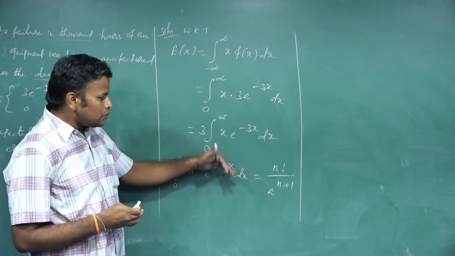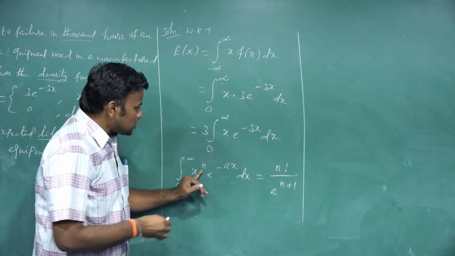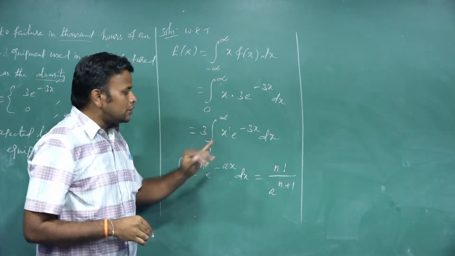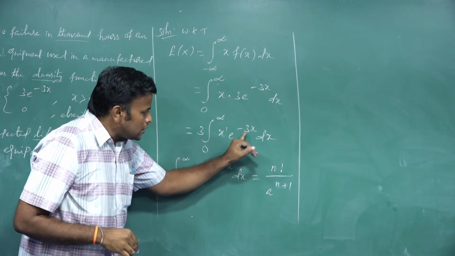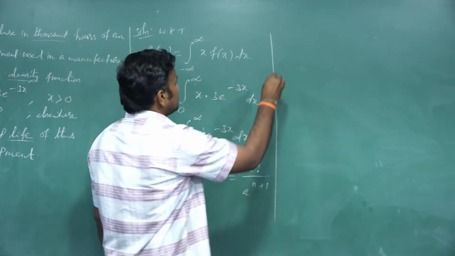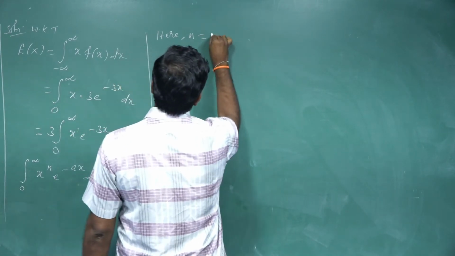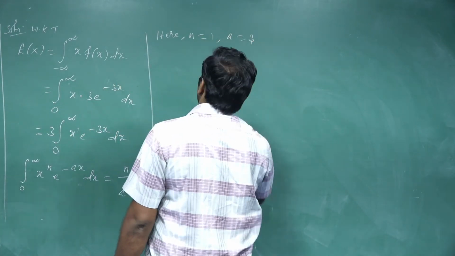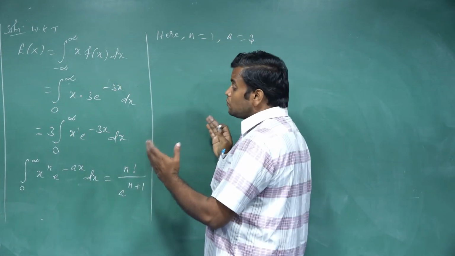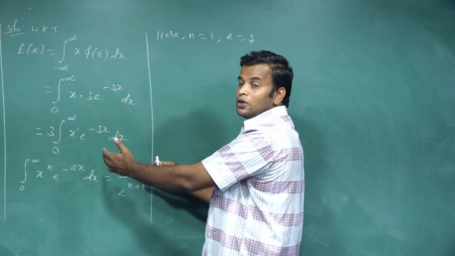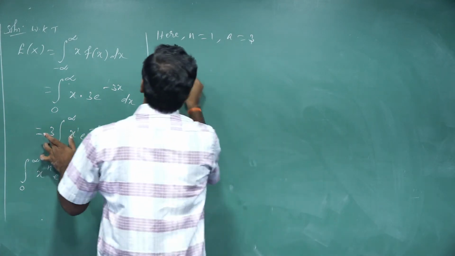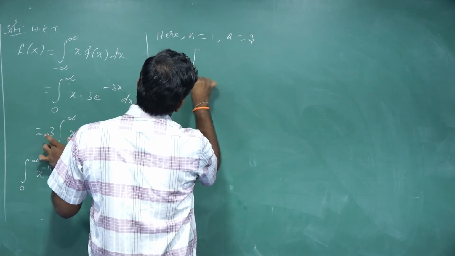We compare the formula to our given sum. In place of n here, there is no power written, so 1 is understood, and in place of a here, 3. So the value of n is 1 and the value of a is equal to 3. Now we use these values in the given problem. The number 3 outside is very important, so first we write the number 3.